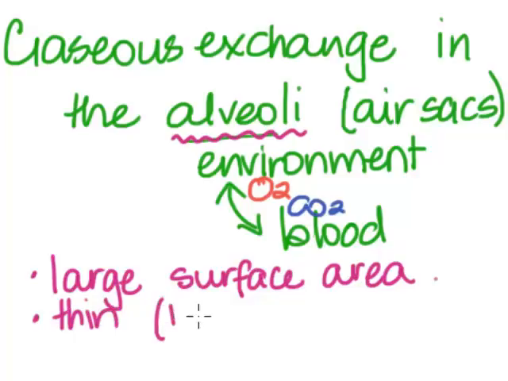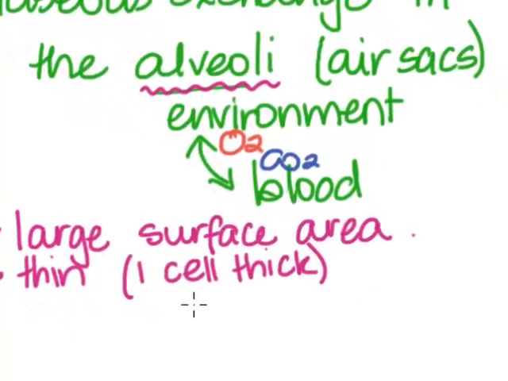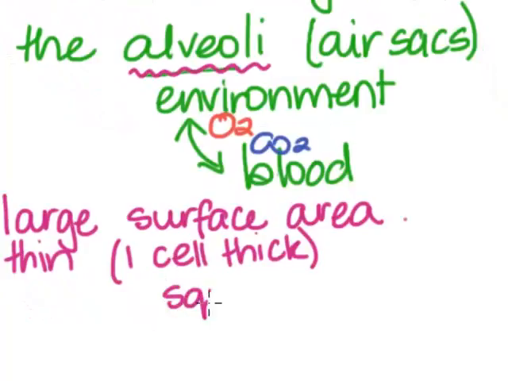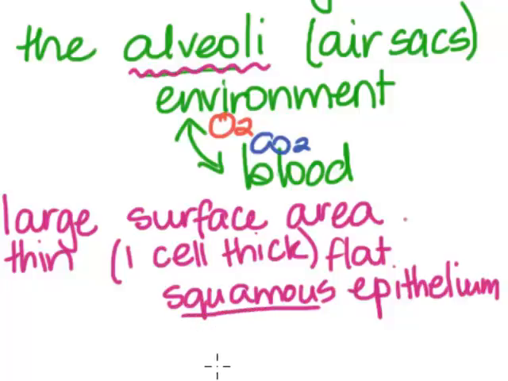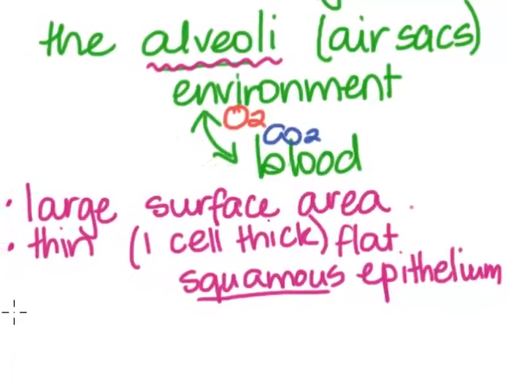They are only one cell layer thick. They are made up of the kind of tissue that you have already learnt about in grade 10, squamous epithelium. And squamous epithelium is very flat tissue. It's one single cell layer of thin membrane cells that are flattened. So the cell exchange surface is exceptionally thin.